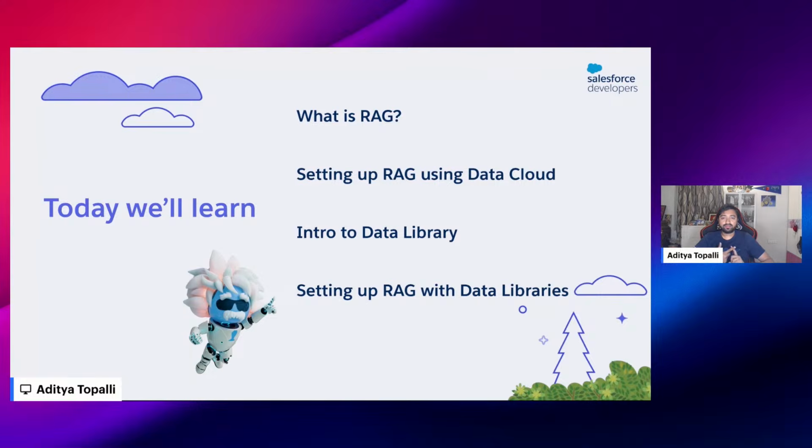So with that out of the way, let's see what we are going to learn today. First of all, we are going to learn about RAG because it's a new concept, and I want to ensure all of us are starting from scratch. We'll understand what RAG is about, and we will see how you can set up RAG using Data Cloud. Once you have an understanding of how things work, then we are going to learn about data libraries. And then we will see how you can set up RAG with a data library.